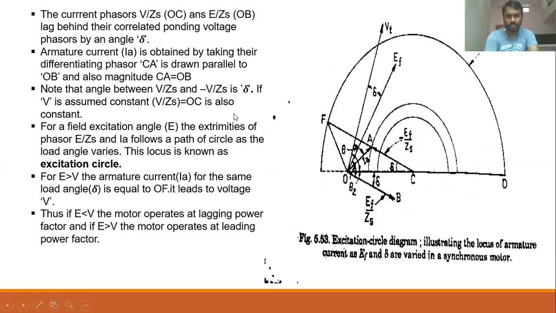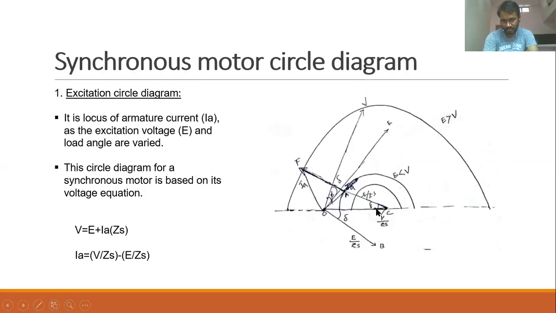Next, let me use the diagram so that it will be easier to understand. First, I will assume that V by ZS is parallel to the x-axis. This is V by ZS, parallel to the x-axis. I'll make use of both diagrams.